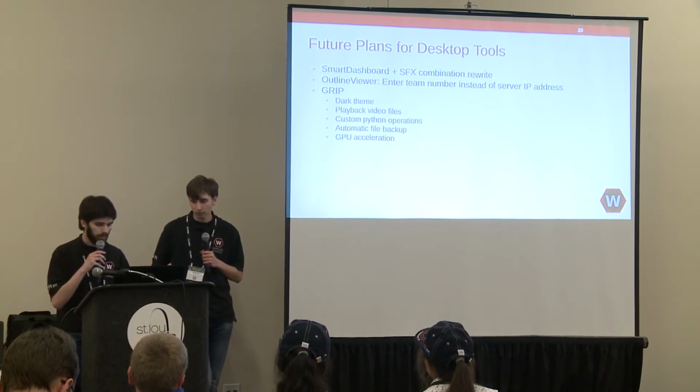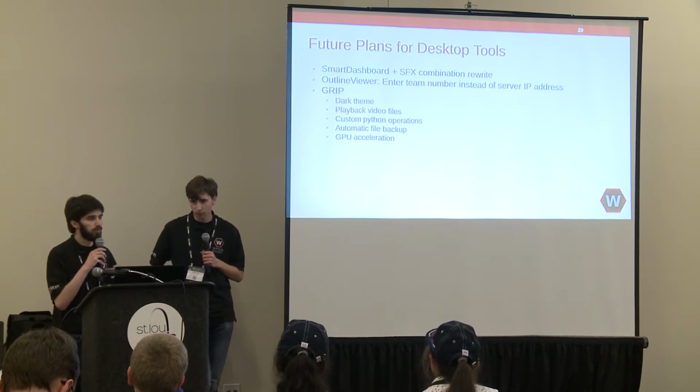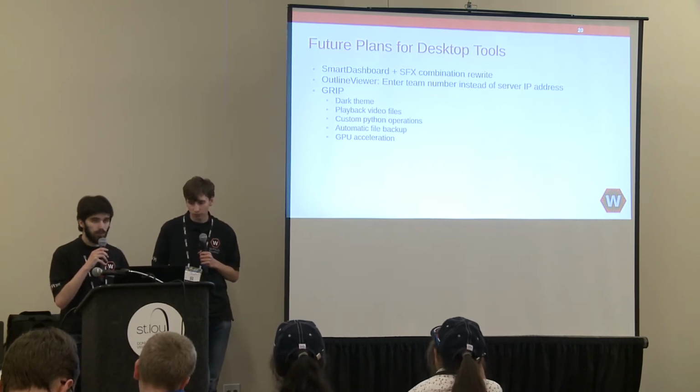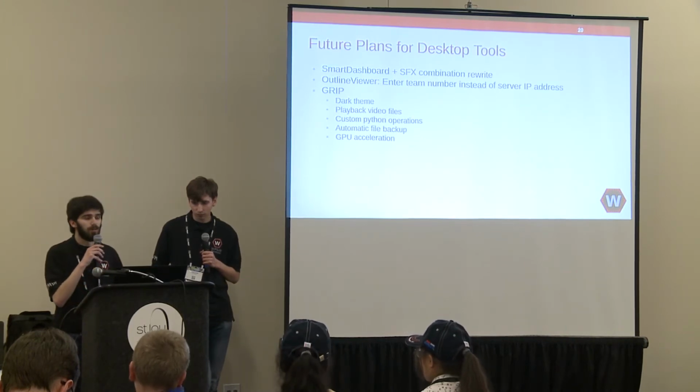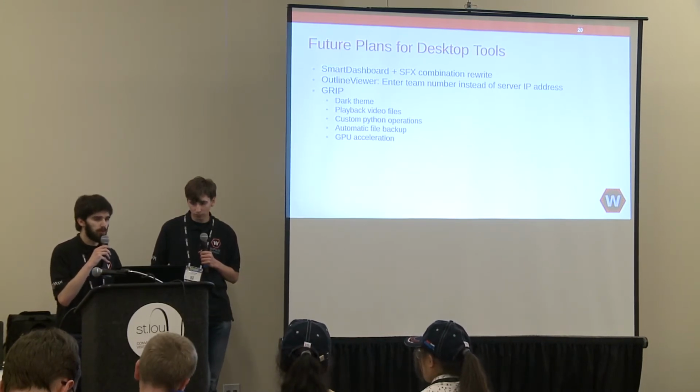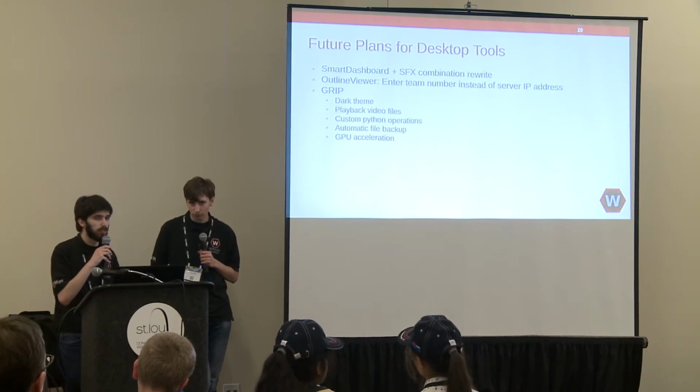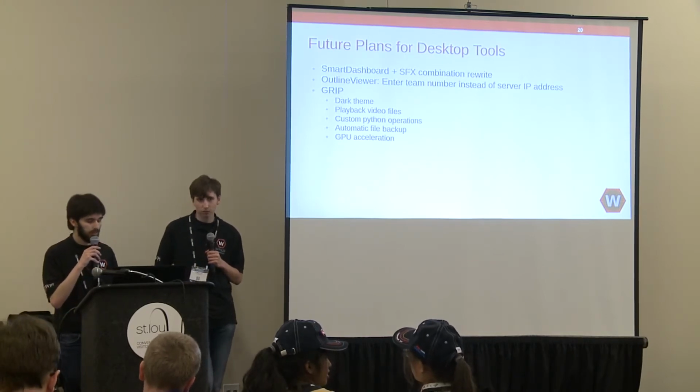We're also planning on doing automatic file backup. So like Robot Builder, it'll remember what you had open before. You don't have to go manually open it. And also GPU acceleration, which is pretty big. Right now, GRIP only runs on the CPU, which can be pretty slow. Running on the GPU can make certain operations up to 30 or 40 times faster.